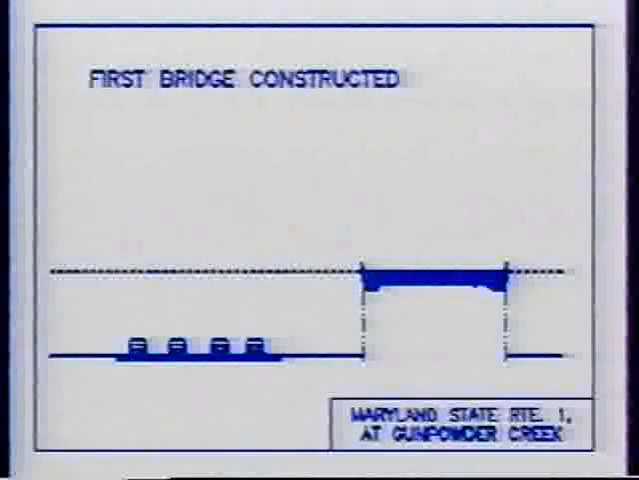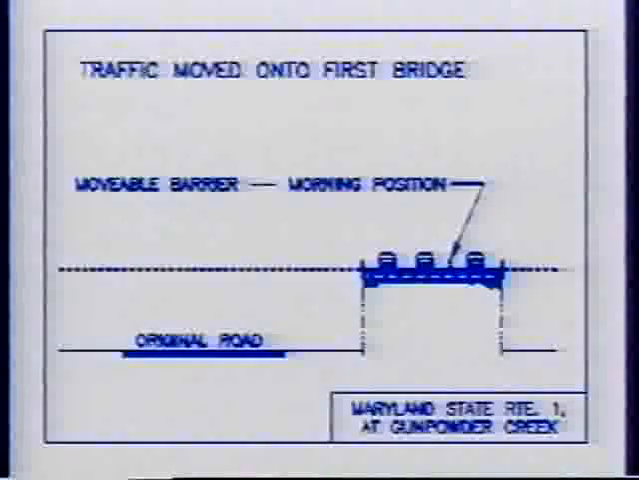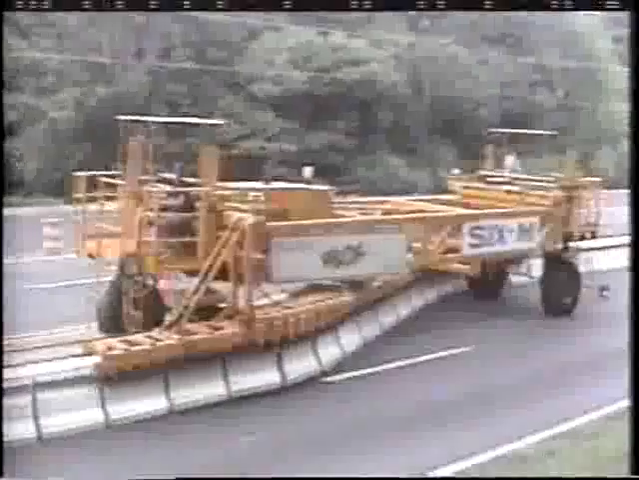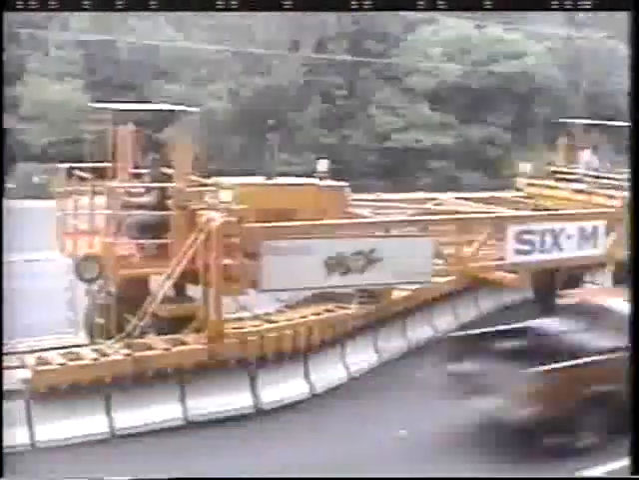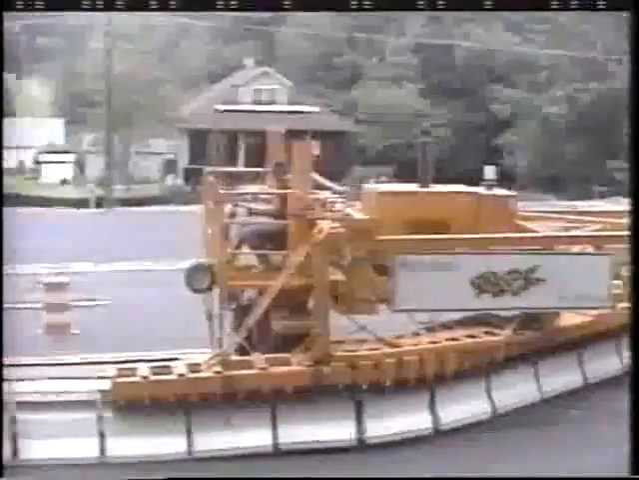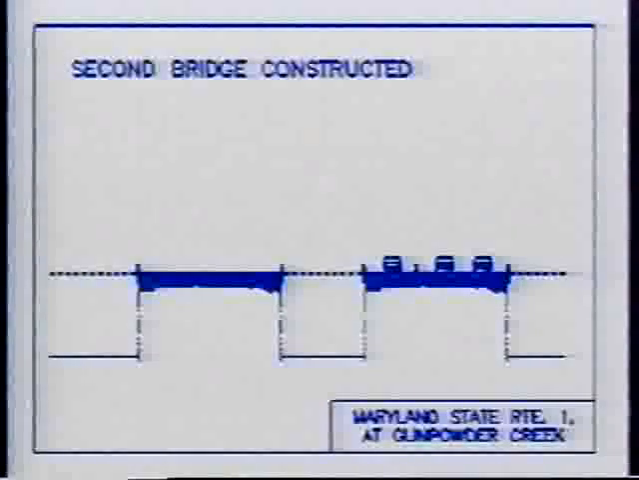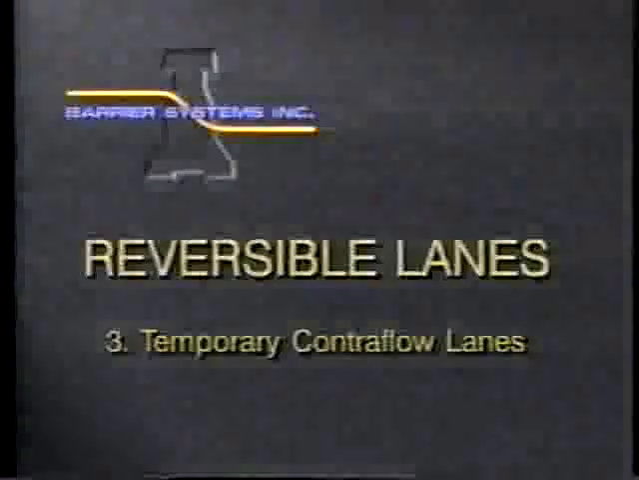The first of the bridges was constructed as traffic continued to use the existing roadway. Upon the completion of the first structure, the movable barrier was installed as a center divider in a 2-to-1 configuration, and all traffic was moved from the old route onto the new bridge. By moving the barrier twice a day, a normal 2 lanes of traffic were always maintained in the peak hour direction, while the old roadway was removed and the second bridge was under construction.